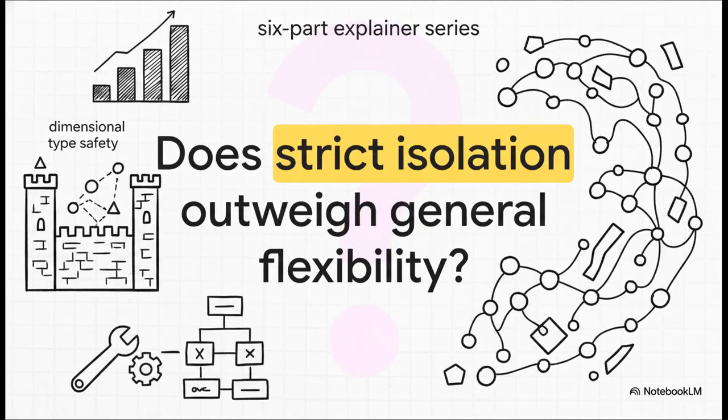So as we officially close out this 6-part explainer series, I want you to consider the unique trade-offs required to build a framework like this. Does the benefit of hyperspecific dimensional type safety and strict least authority isolation actually outweigh the loss of general-purpose programming flexibility? It's a fascinating question, and one you'll have to answer based on your own specific engineering needs.